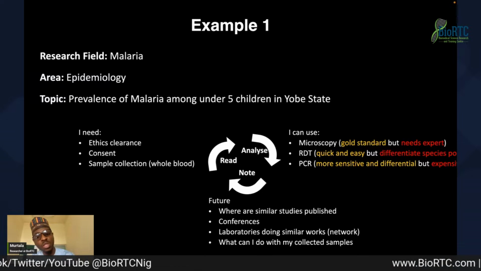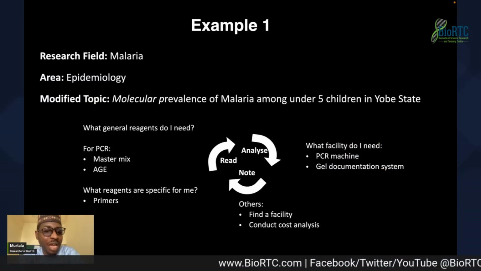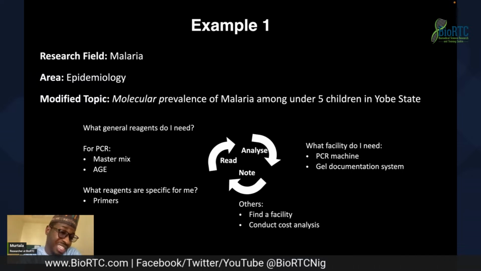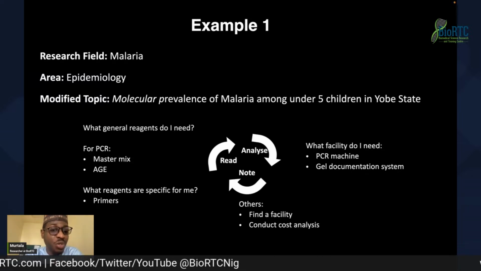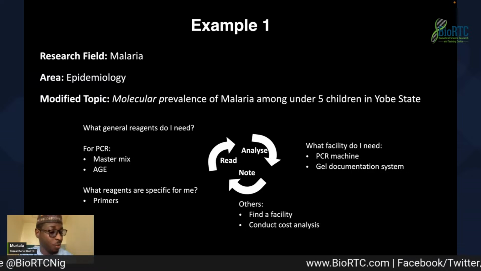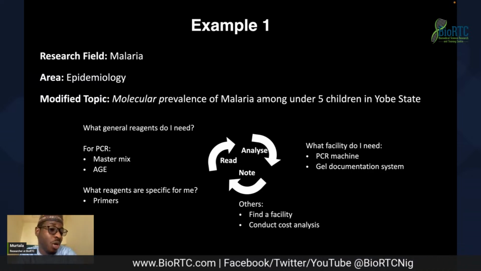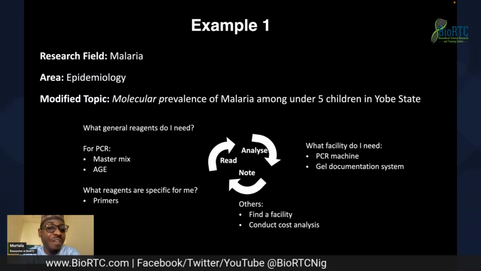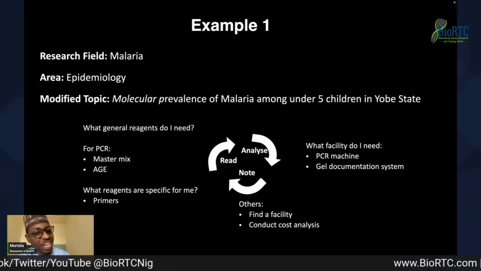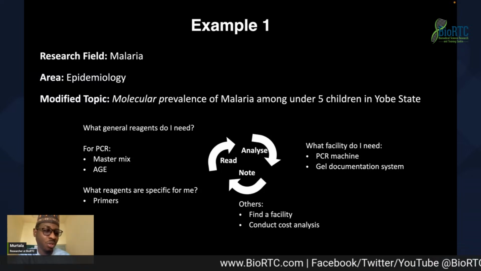So after you do all this reiteration stage, you will see that by the time you have narrowed down, you may have modified your topic. This is all during the design stage. Suppose you have chosen to use PCR or molecular diagnosis, then you may rename your topic to something like molecular prevalence of malaria among under 5 children in your state. This is more specific, more direct, and will capture the essence of what you have done in your research.